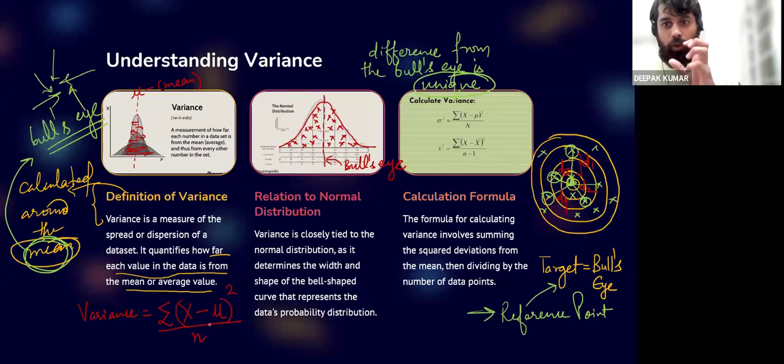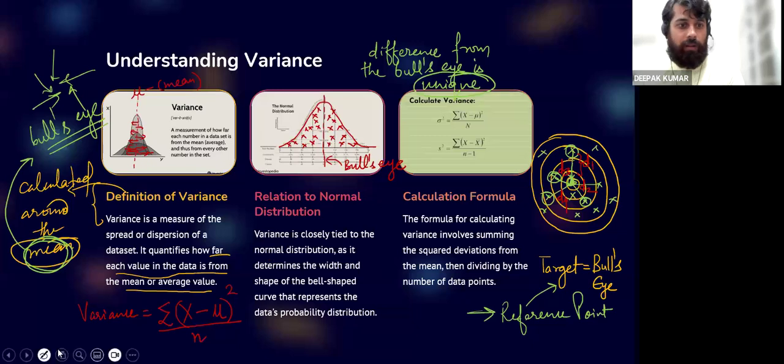So what are you doing? This formula is calculating the variance, which means summing the squared deviation, or the difference from the mean, and then dividing by the total number of data points. So this is how it is represented in statistics.